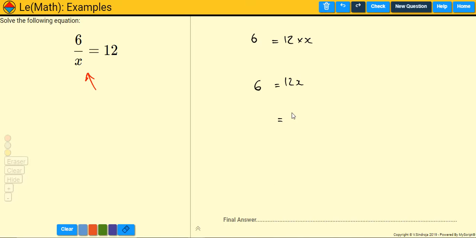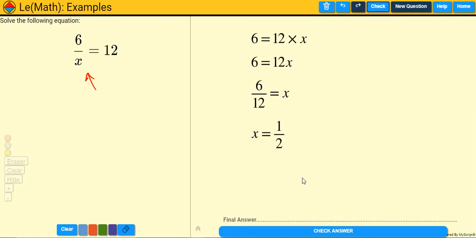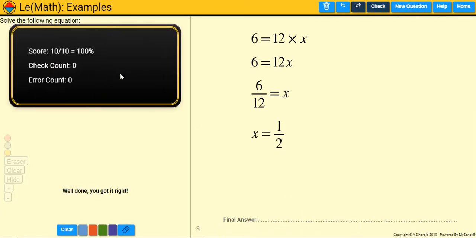Now this is just a simple equation. How do you solve that? Well, all you need to do is divide both sides by 12. So we're just going to take 6 and divide it by 12. That fraction can be simplified to a half. So x must be a half. And if we check that, lo and behold, we get it right. Okay, and there's your answer. x is equal to a half.